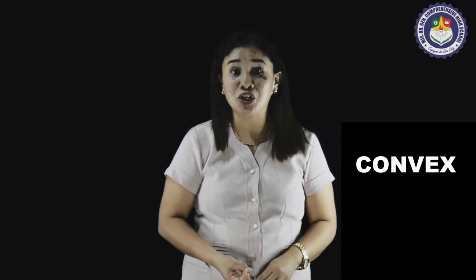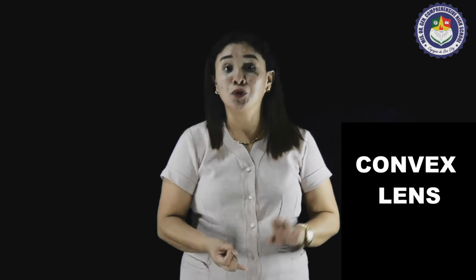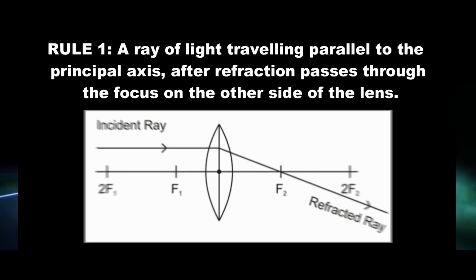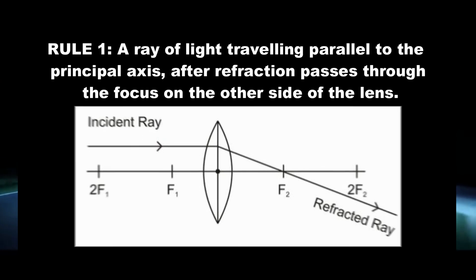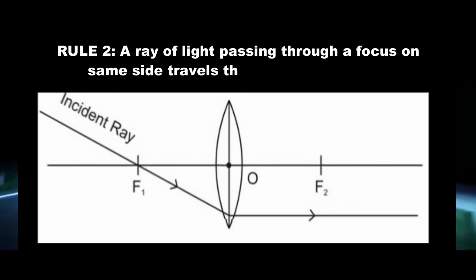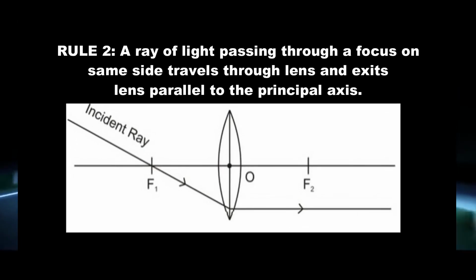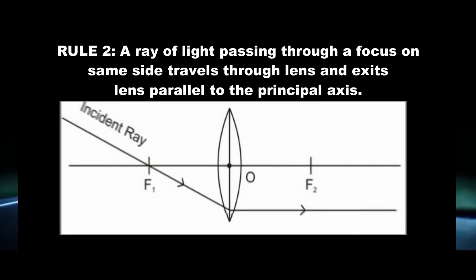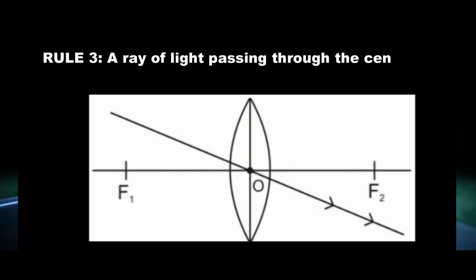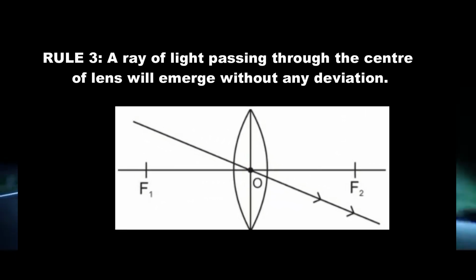Rules for image formation by a convex lens. Rule 1. A ray of light traveling parallel to the principal axis, after refraction, passes through the focus on the other side of the lens. Rule 2. A ray of light passing through a focus on the same side travels through the lens and exits the lens parallel to the principal axis. Rule 3. A ray of light passing through the center of the lens will emerge without any deviation.